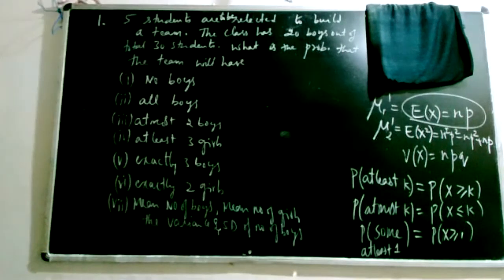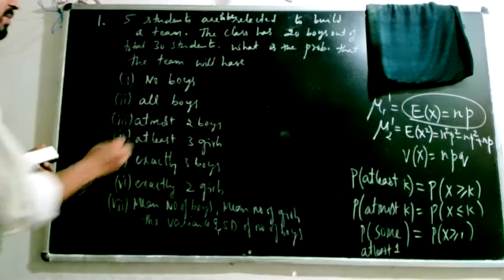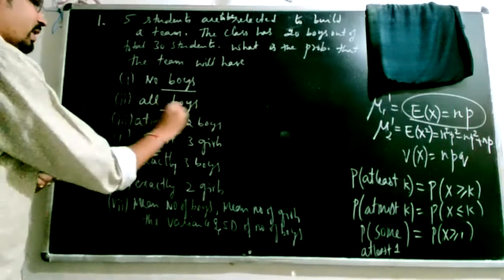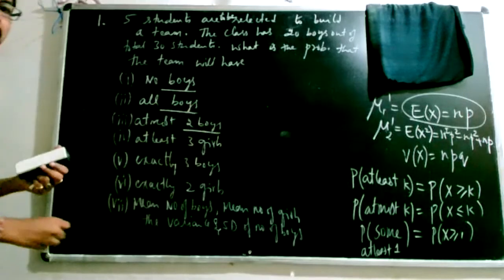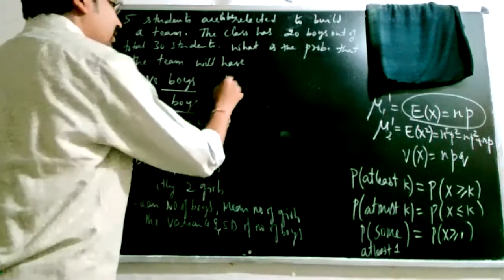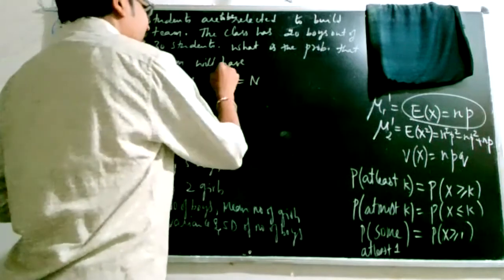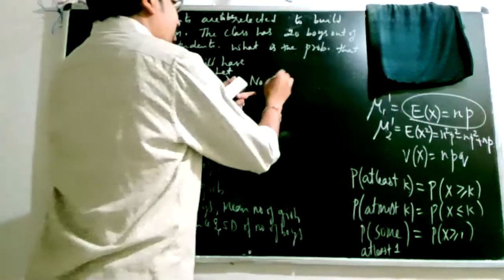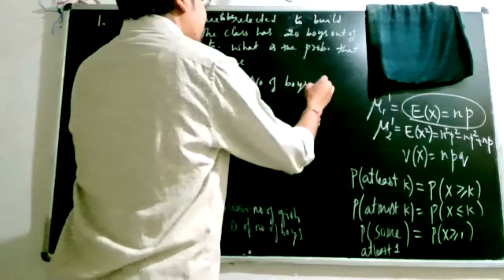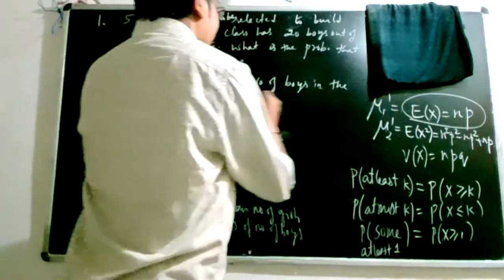So we'll try to build the problem based on the sub questions they have given. Most of the cases have boys here, so we'll define x as the number of boys. Let x be the number of boys in the selection of 5 students.